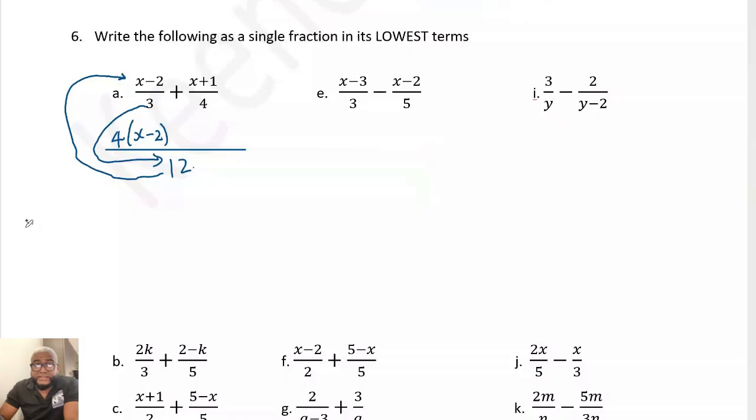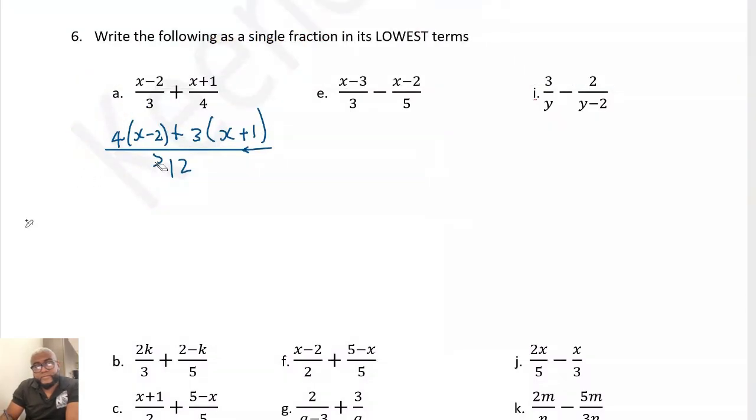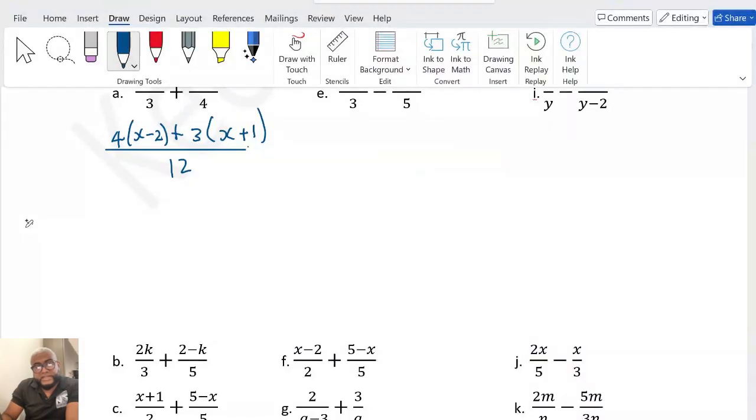Same thing on the side. 4 into 12 is... I'll bring down the plus sign in the middle, by the way. And then I'm going to take that 3 and multiply by the numerator above there, which is x plus 1. Right? Soak it in for me. Right? See if you understand this line.